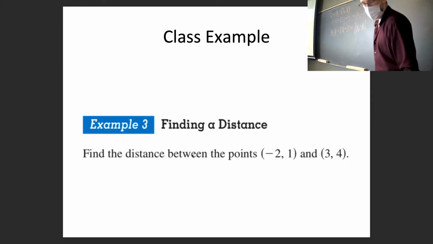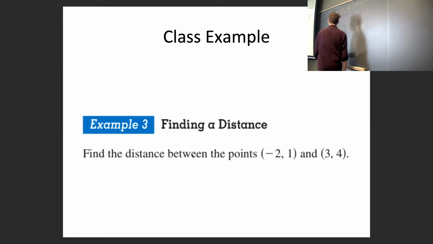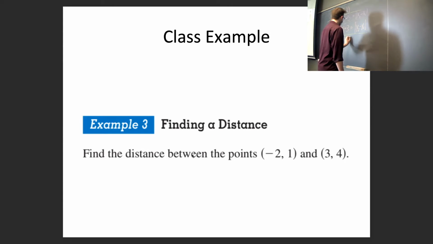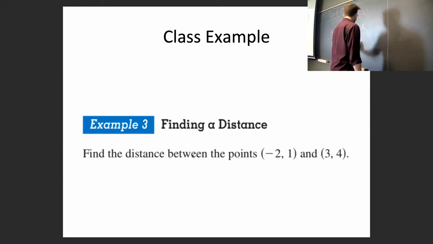So we can go from here and say, let's square these, add those squares together, and take the square root. That's going to look something like this. The square root of 5 squared plus 3 squared is going to be the square root of 25 plus 9, or just the square root of 34.